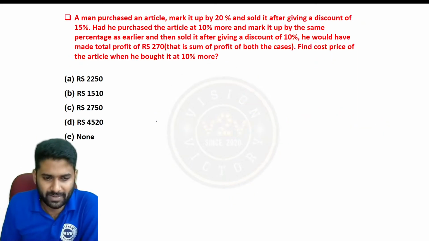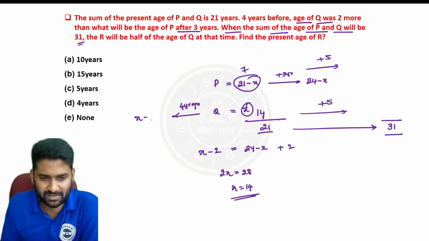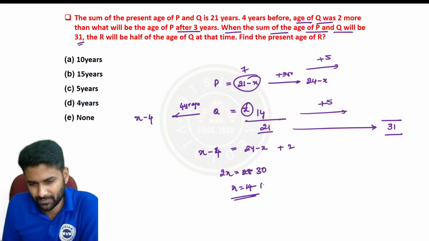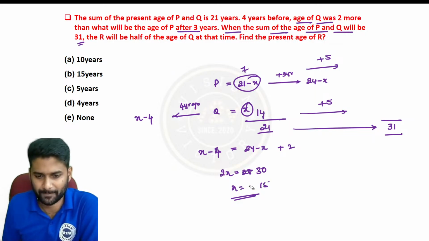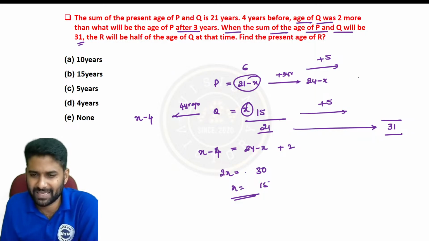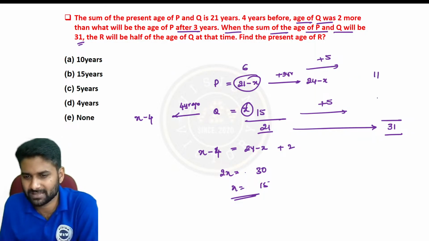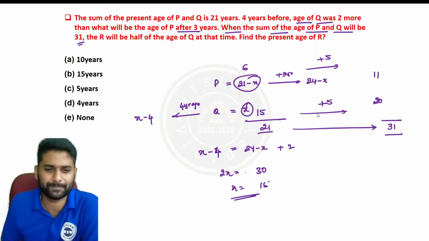Guys, I made one mistake here. Give me a second. This is x minus 4. So you will get x is equal to 15. This is 15. So if it is 15, definitely it is 6. Now the age of P is exactly equal to 11. This is exactly equal to 20.